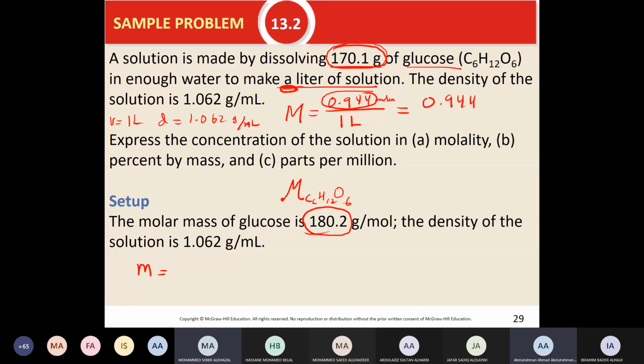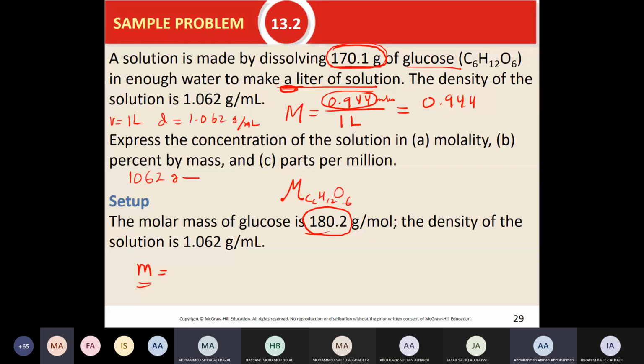What's the mass? It is 1062 grams. Let's keep it in grams. Okay, can you calculate the molality? Yes. How? Moles of solute over kilogram of solvent. What's the first thing you must do?